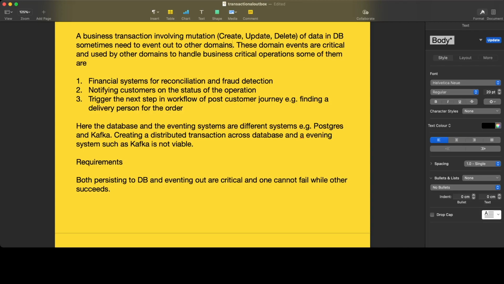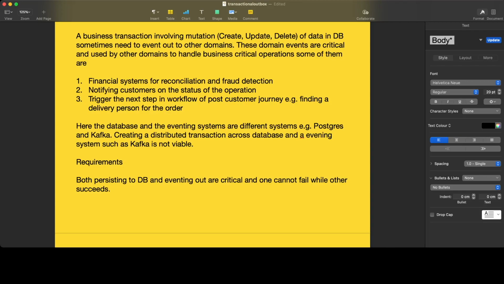The domain event can also trigger other steps in the business transaction or the business flow. For example, when it comes to scheduling operations, when a particular record is inserted, we might have to trigger the scheduler to perform other background jobs. So those are the things that we need to perform.